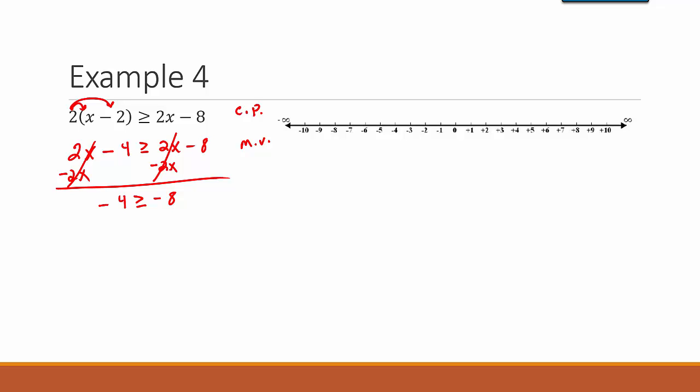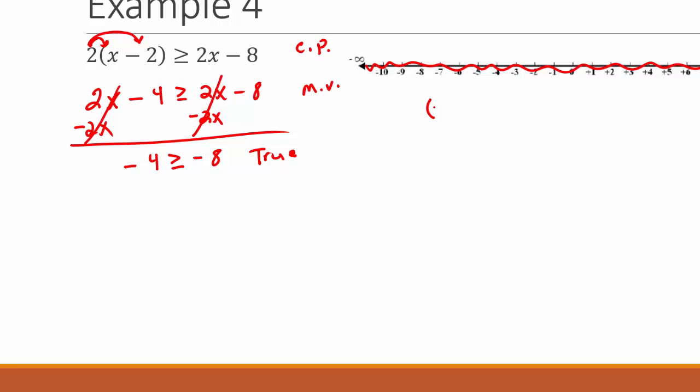So now, since my variables cancel out on each side, I have to ask myself, is this a true statement, what I have left? Is negative 4 greater than or equal to negative 8? Well, yes, negative 4 is bigger than negative 8. Remember, the farther to the left you go on the number line, the smaller the value. So this is a true statement. So that means that anything that I plug in for x will make a true statement. So that means this entire number line is my solution. Or in interval notation, from left to right, negative infinity to positive infinity would be my solution. Now, if I would have had an untrue statement, then again, it would be no solution.